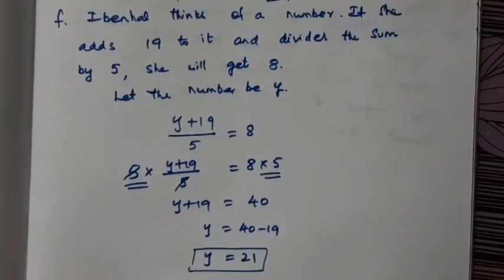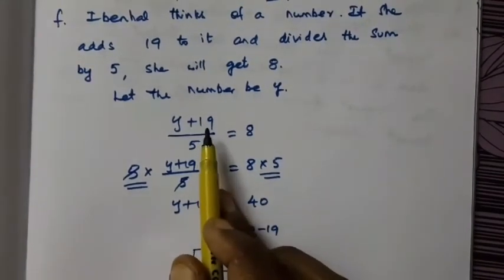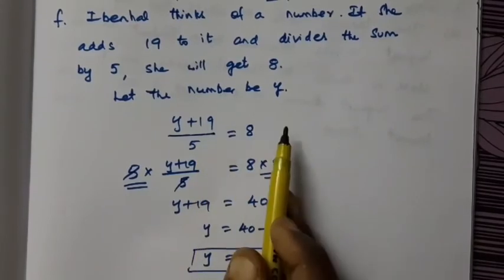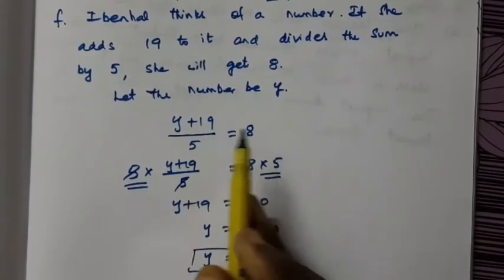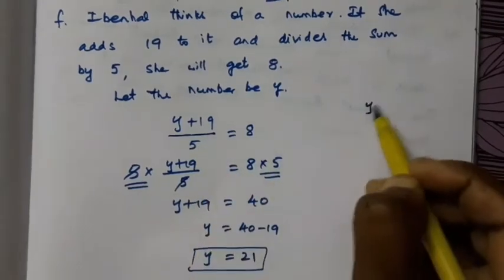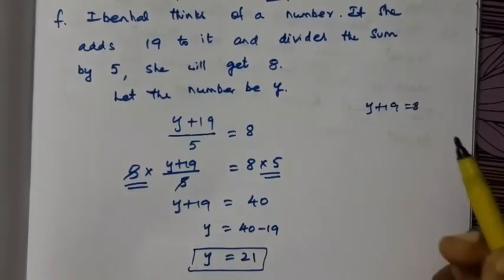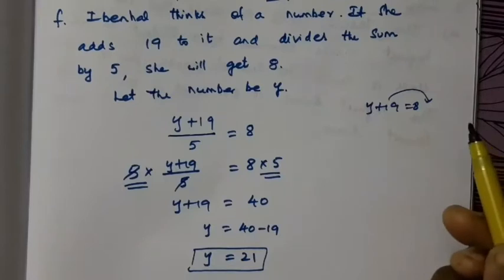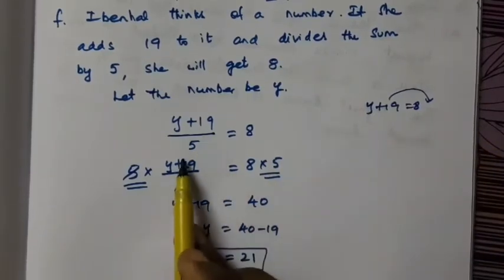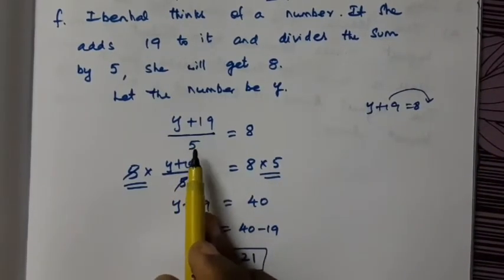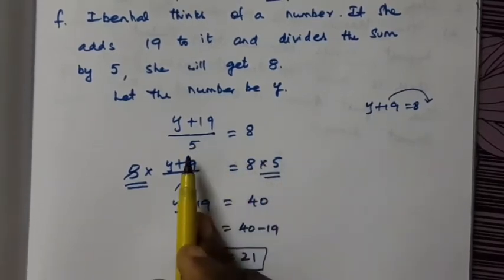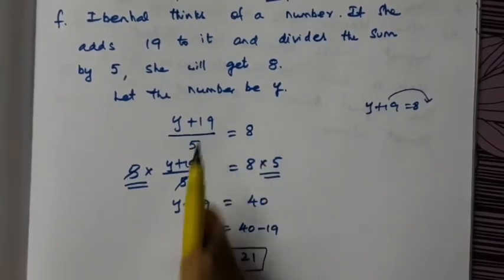One thing you should remember here, at this point some students will move this 19 directly from here to here, which you should not do. If 19 is alone, like y plus 19 equals 8, in this case you can move 19 from here to here. But there is a number in the denominator. At that time you should not move 19 to the right hand side. You should remove the 5 first, and only then move this plus 19.